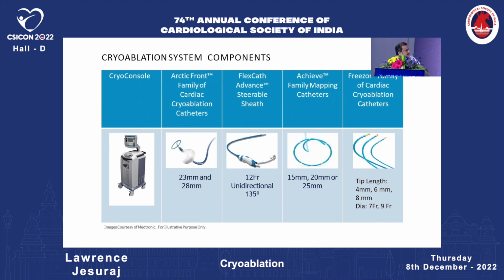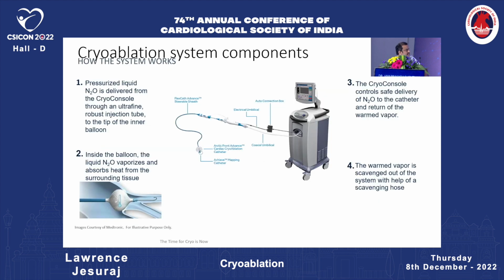So this is how the cryoablation works. We have a cryo console, the Arctic Front catheter, which has 23 and 28 millimeter balloons, and you have a unidirectional 12 French sheath. Now Medtronic is in the way of launching a bidirectional sheath soon, and you have an Achieve family of mapping catheters. These are the catheters which map the pulmonary vein potentials.